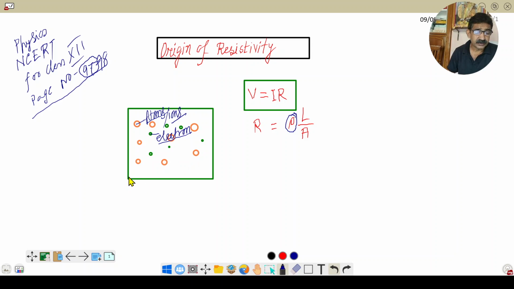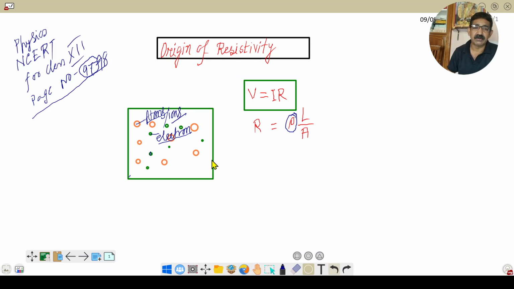That means this electron may reside at any point of the conductor. Suppose this is the point, and at this point, there is one electron here. And there are so many electrons inside the interior of the conductor, and the behavior of the electrons is like gas molecules. You know about the kinetic theory of gases.